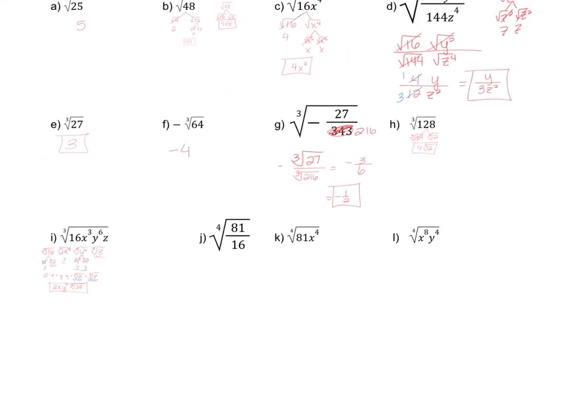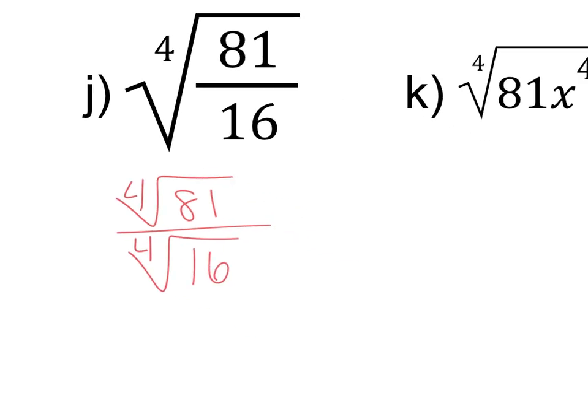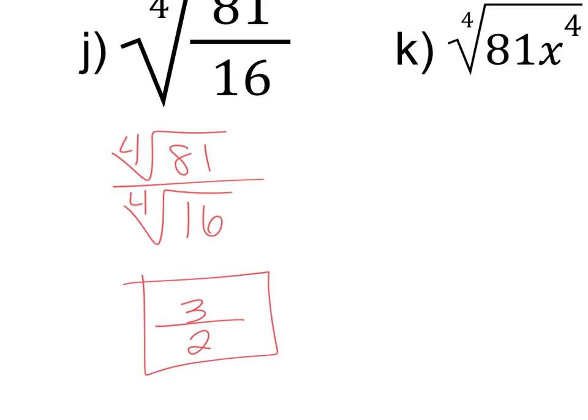Okay, quad roots. The 4th root of 81 over 16. So we're going to break it up. Oh, why did I put 3rd root? The 4th root of 81 over the 4th root of 16. The 4th root of 81 is 3, over the 4th root of 16, which is 2. Can't reduce it, so that's it.